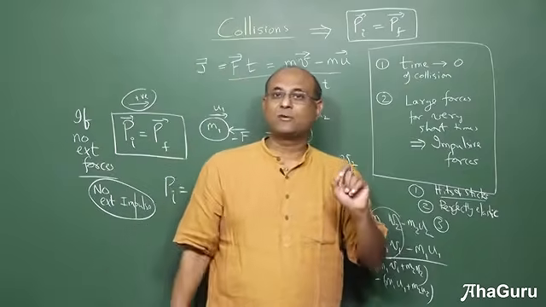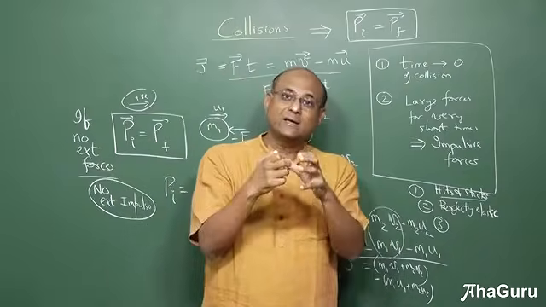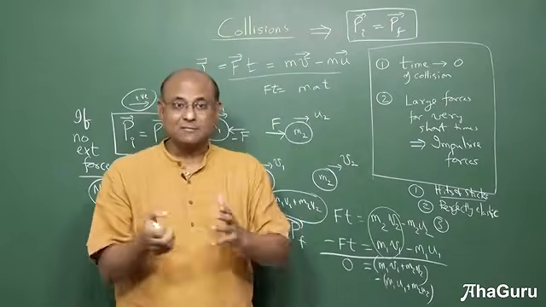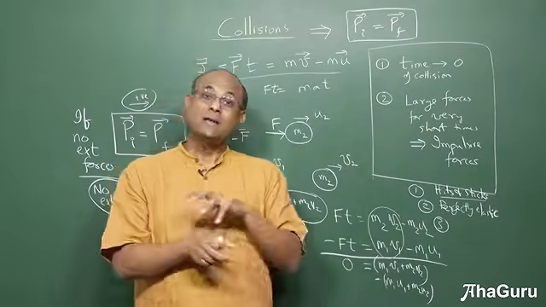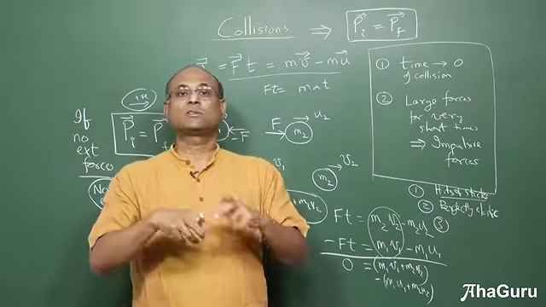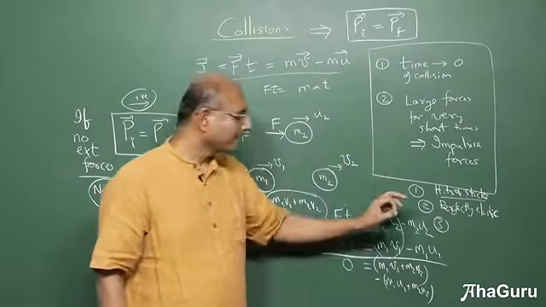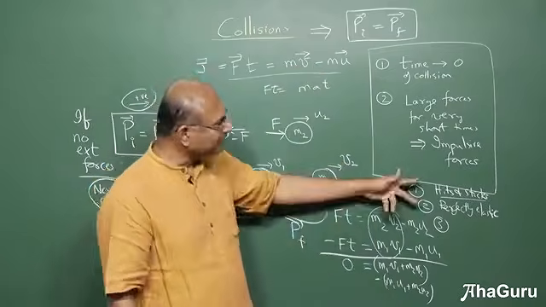The second kind of collision is where they hit, but they may not stick. But the momentum, of course, must be conserved. That is definitely valid. But in addition, there is no loss of kinetic energy. So that is called perfectly elastic collision. The third kind is something in between.